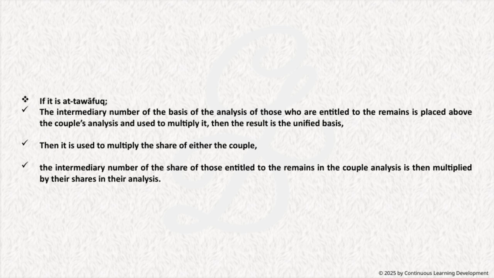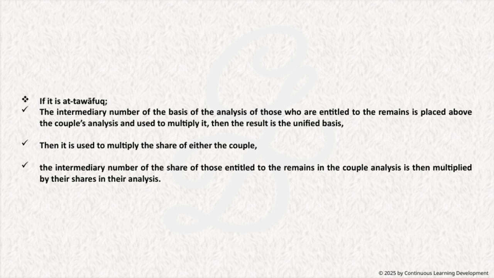Think of it as creating a common ground or a shared reference point for the calculations. Once we have this unified basis, we can then apply it to find the individual shares. Specifically, we multiply this intermediary number by the share of either person in the couple's analysis. This step ensures that the shares are proportionally aligned within the overall context.